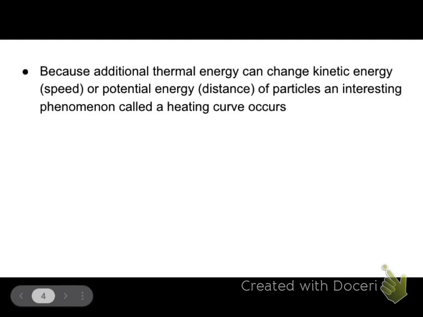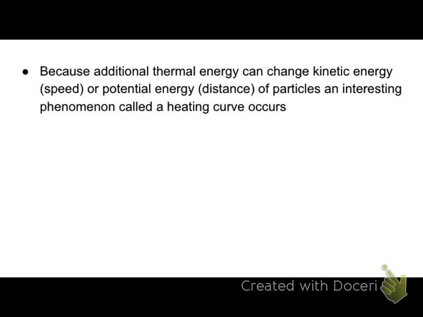Because additional thermal energy can change kinetic energy, or the speed, or potential energy, the distance, of particles, an interesting phenomenon called a heating curve occurs. So what happens is when we talk about heating, if you remember our definition of heat, heat is the movement of energy. So if we are heating something, we're adding energy to it. And in this case, the energy we're going to be adding is going to be thermal energy, either kinetic or potential. Okay? This causes this pattern to happen called a heating curve.